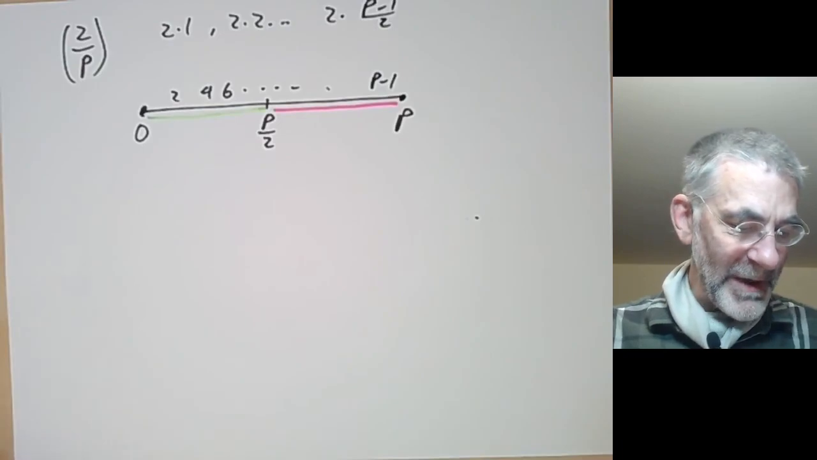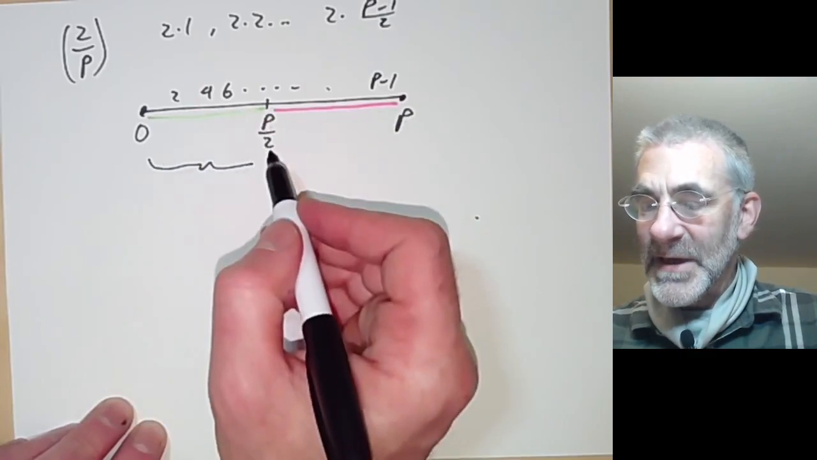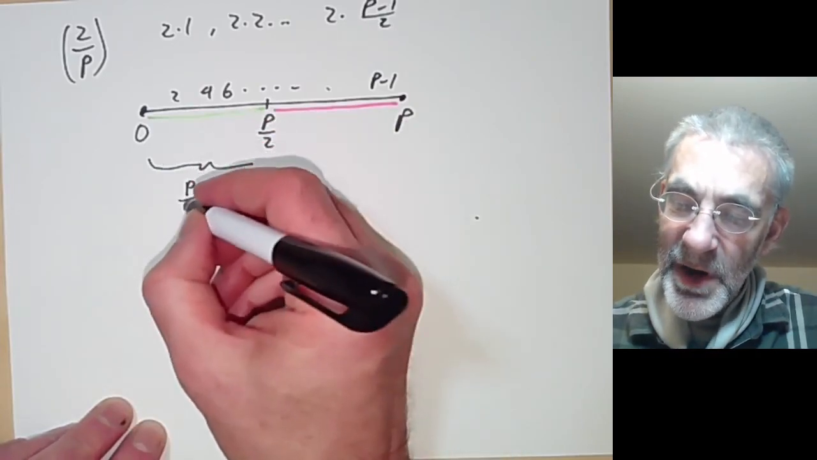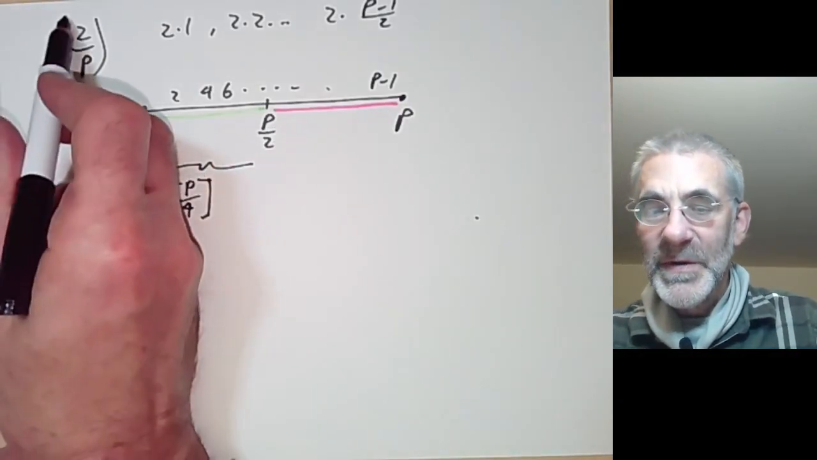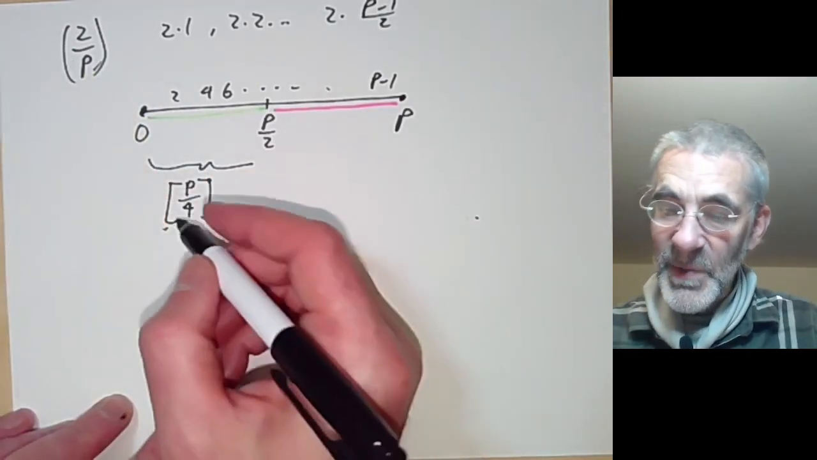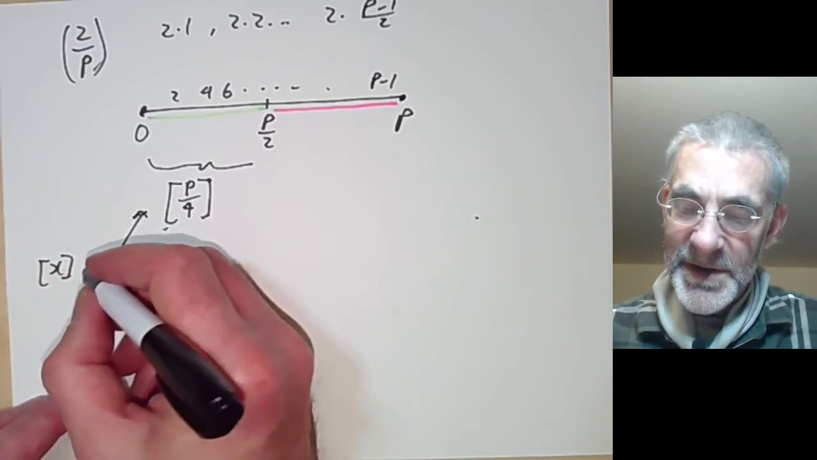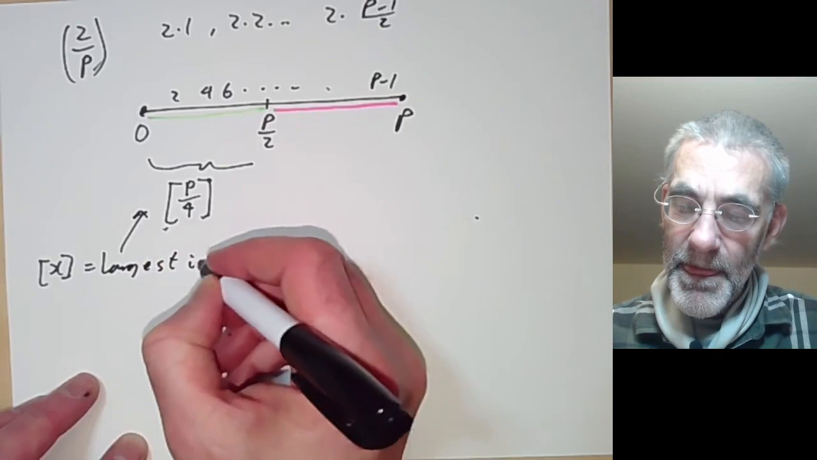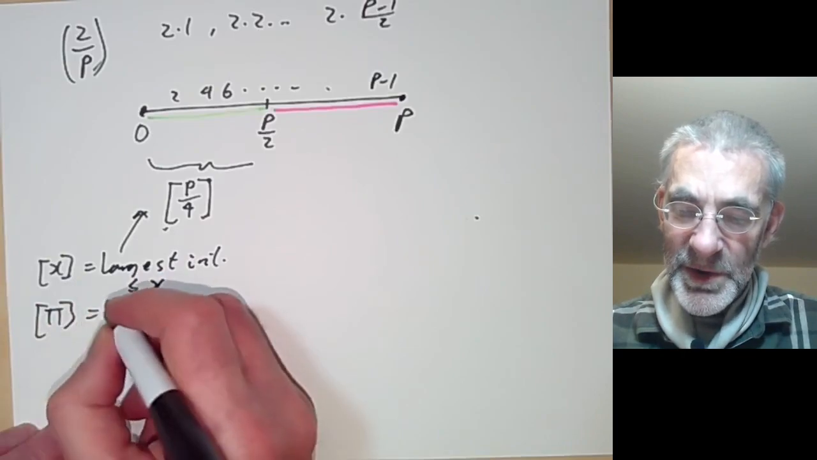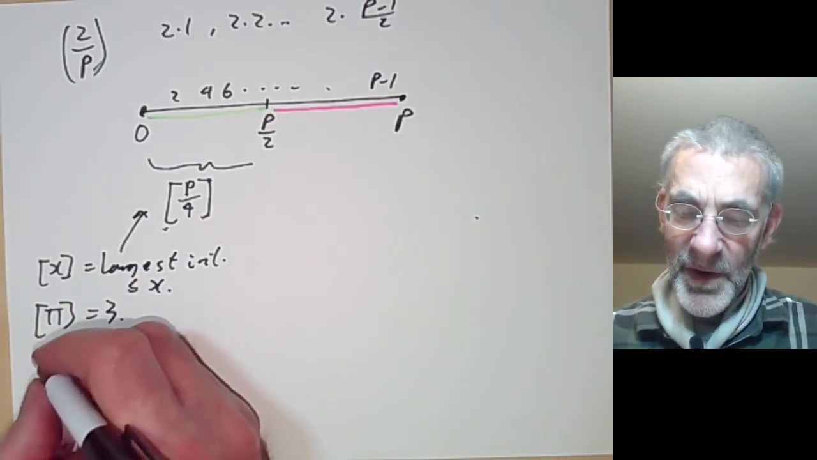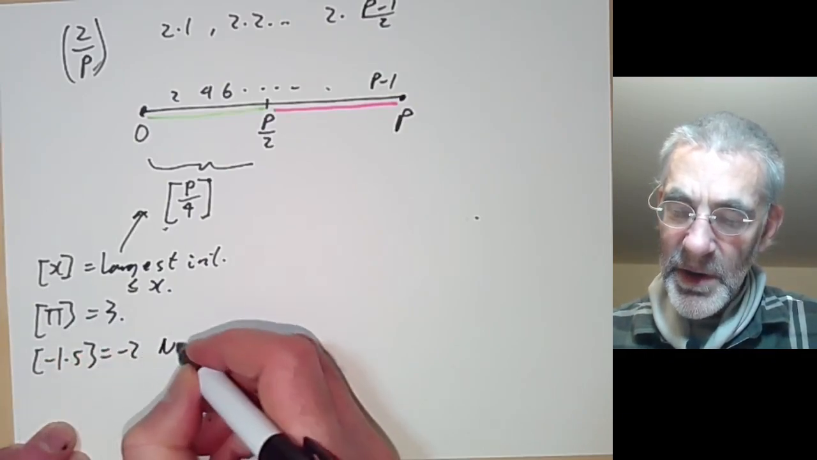Well, that's easy enough to work out because the number in this region here is the number of even numbers less than p over 2, which is the integer part of p over 4. Here, this is a square bracket and nothing to do with the round brackets that occur in the Legendre symbol. The square bracket is the integer part of x. So the integer part of x is the largest integer that's less than or equal to x. For example, the integer part of pi is equal to 3. And what you've got to be a bit careful of is the integer part of minus 1.5 is equal to minus 2, not minus 1.